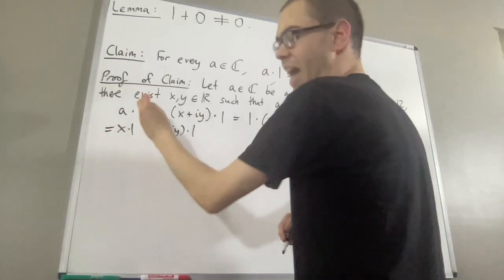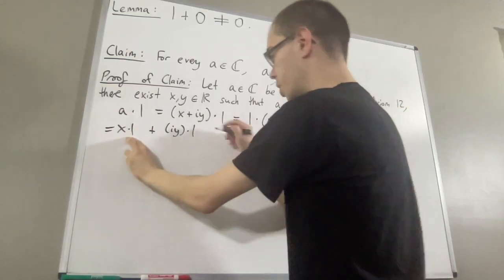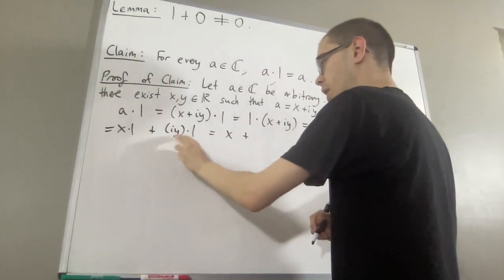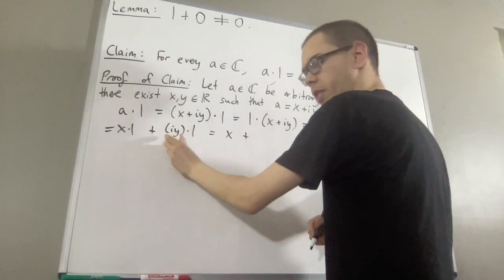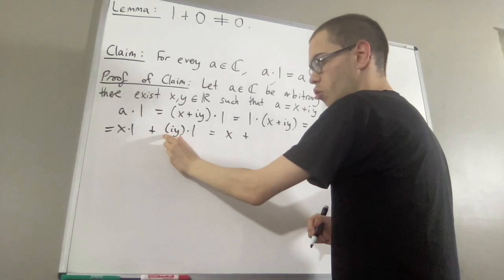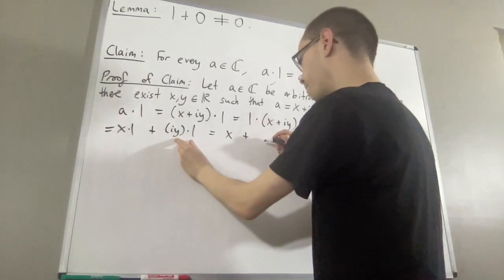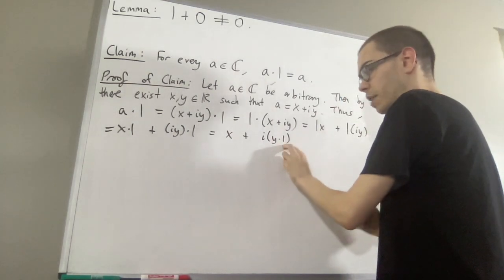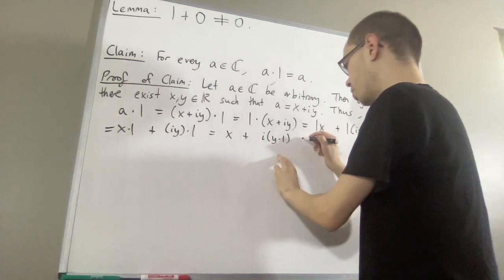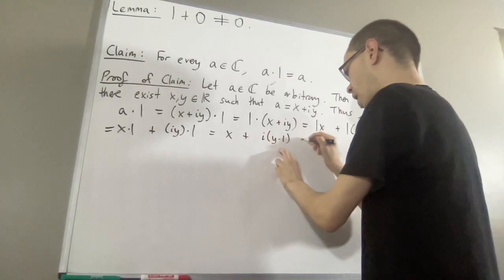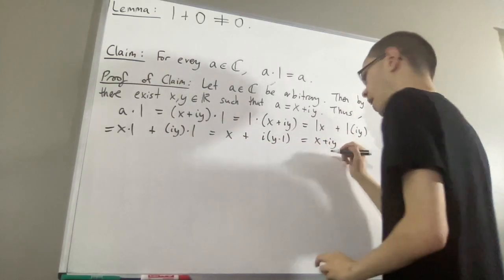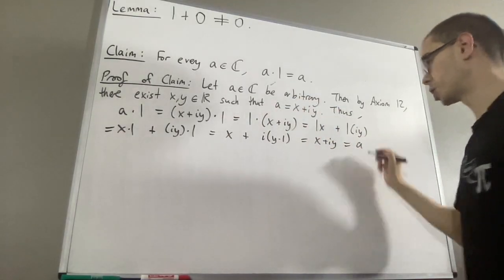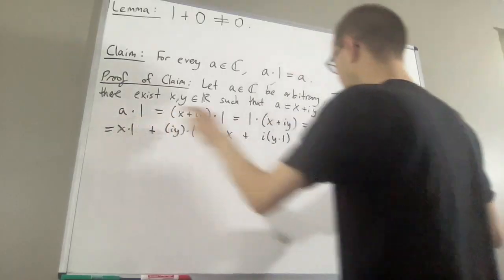Now, by axiom 9, x times 1 is just equal to x. So that's just x. Now, as for iy times 1, well, we're going to apply the associative law of multiplication here. So we move the parentheses around: i times (y times 1). But then, we know by axiom 9, y times 1 is equal to y. So we're left with x plus iy. And x plus iy is equal to a. So this chain of equalities shows that a times 1 is equal to a.